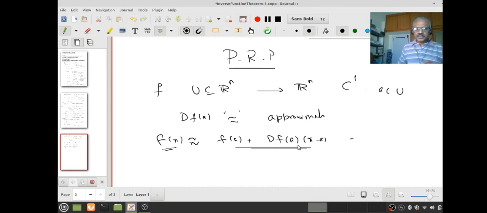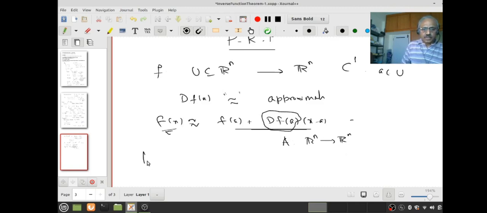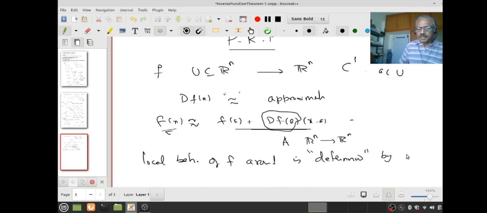Therefore, the intuition is that the behavior of f locally around a is determined by the behavior of the derivative D of a. Remember, the derivative D of a is a linear map. Call it A. This is a linear map from Rn to Rn. So I expect the local behavior of f around a is determined or predicted by the behavior of A, the derivative.